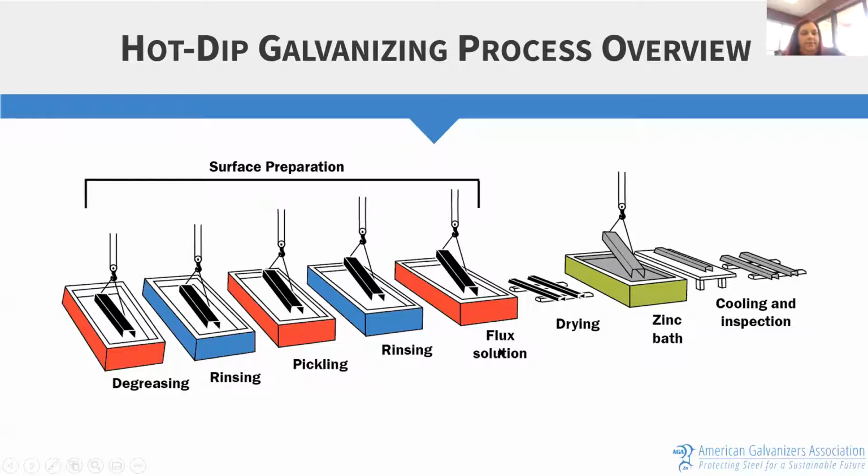And then the final step of the surface prep is a flux solution, which will do any final mild cleaning of contaminants on the surface since it was removed from the pickling bath.